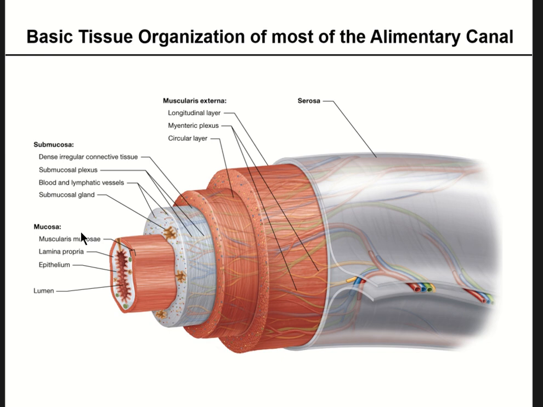Now you may need to know that the mucosa has three different layers. So if a question is pointing to the epithelial layer, that's not going to be the mucosal layer. The mucosal layer is going to include your epithelium, but it's also going to include your lamina propria as well as your muscularis mucosa, which is a very thin layer of smooth muscle. I'll show you that on some of these slides.